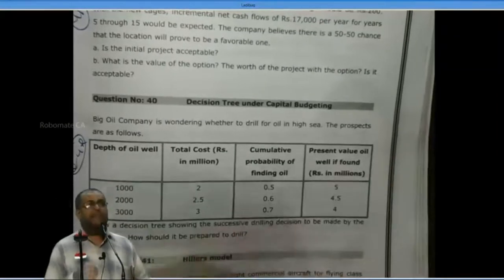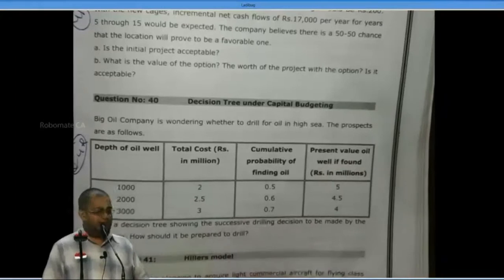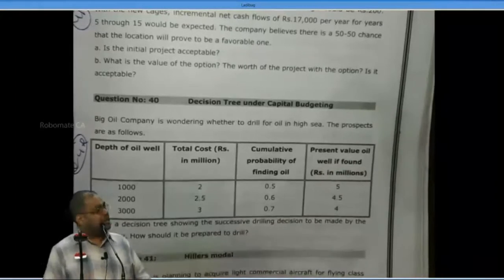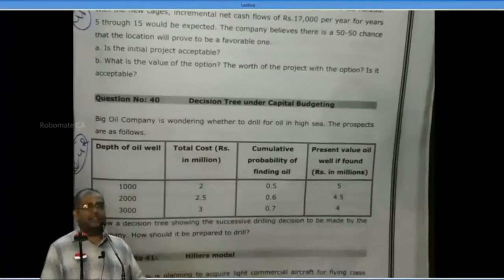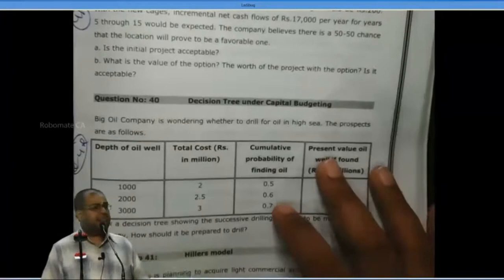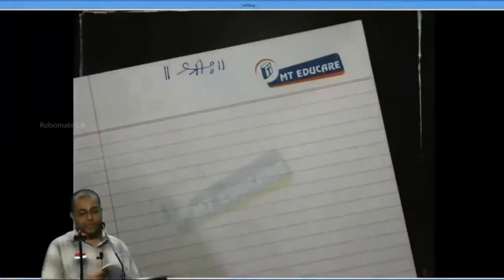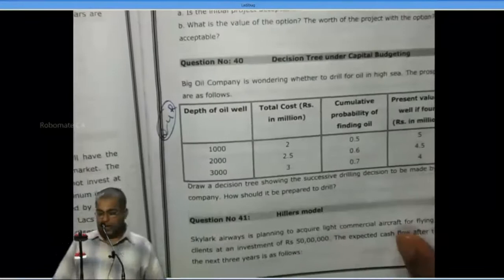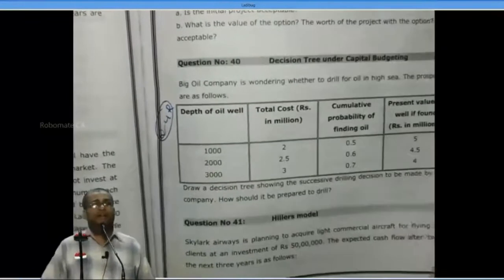Okay. Now, one more problem let us do in the Hiller's model to get the grip over it. Once we complete it, we can just go for the two small slots and then start with the derivatives. Okay. Now, take question number 41. Take question number 41.